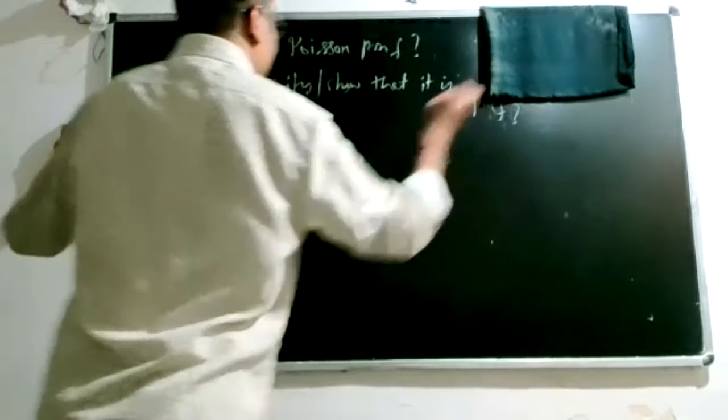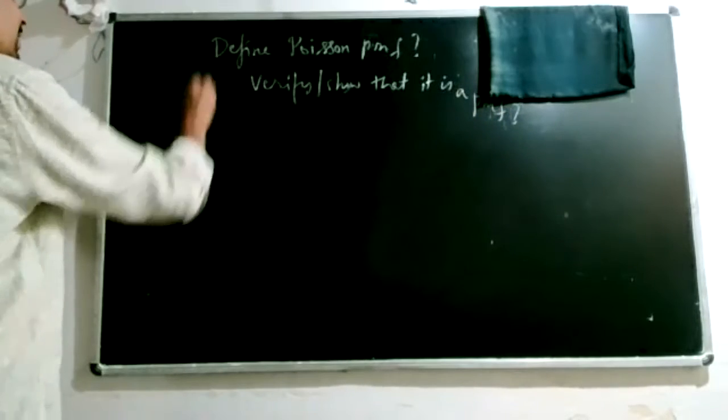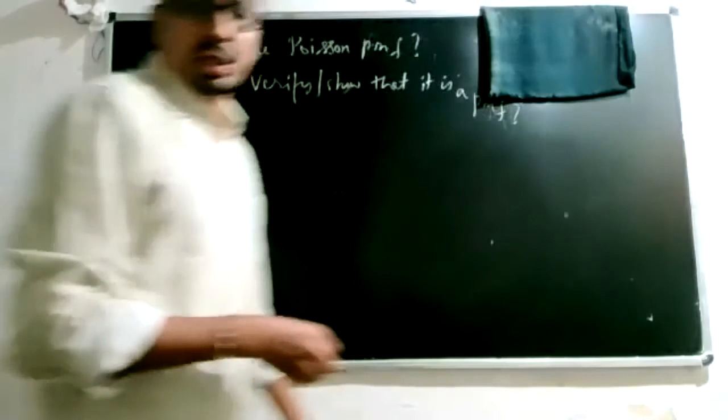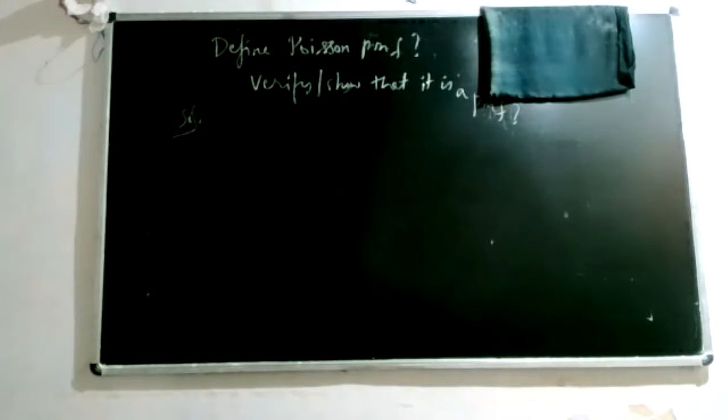So that is the most commonly asked question, not only for Poisson, even for other cases like binomial, even for the next case, which is geometric. In all the cases, they'll ask this question. So define a particular distribution and show that it is a PMF.